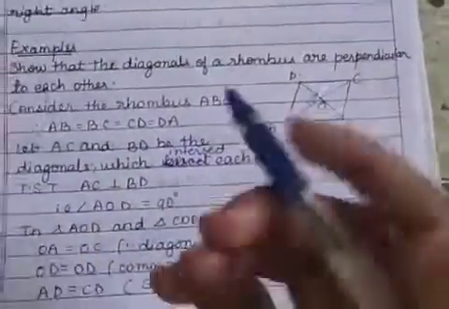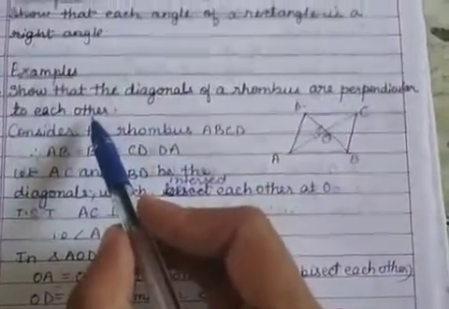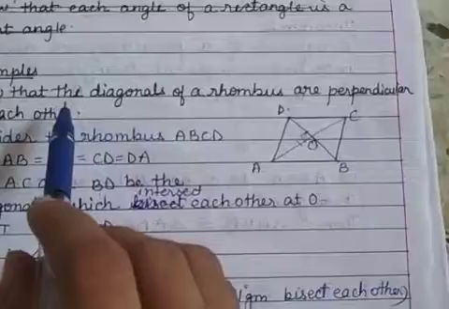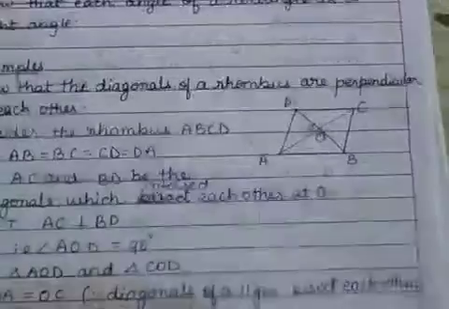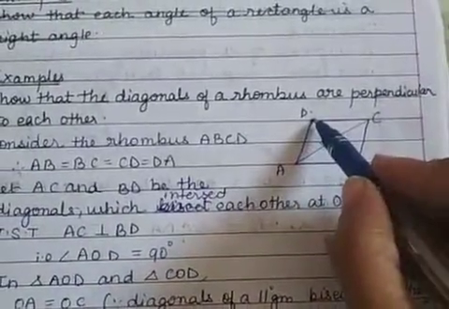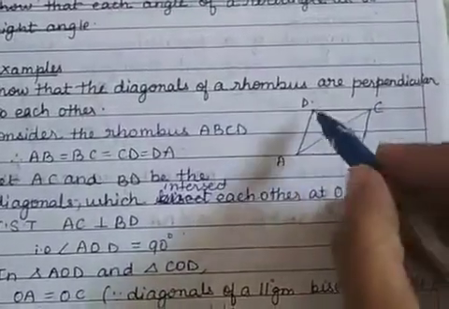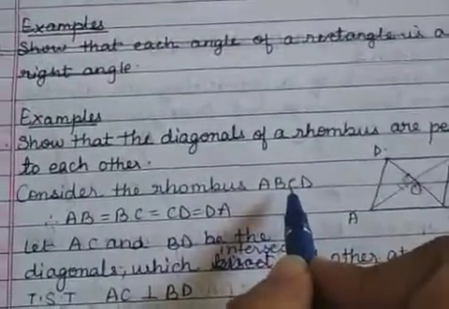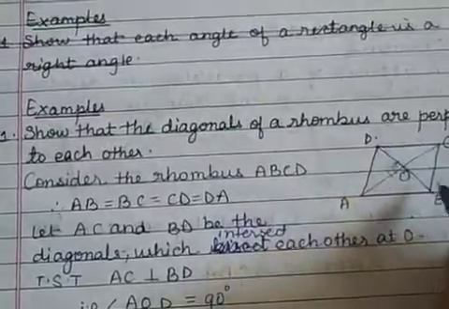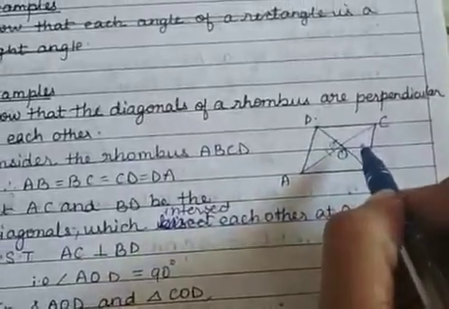Now let us see some problems based on all these theorems that we have learned. The first example: show that the diagonals of a rhombus are perpendicular to each other. So you have a rhombus here. Let us take the rhombus ABCD, and AC and BD are the diagonals of this rhombus. Now, since ABCD is a rhombus, we know AB is equal to BC is equal to CD is equal to DA, which means all sides of this rhombus are equal.